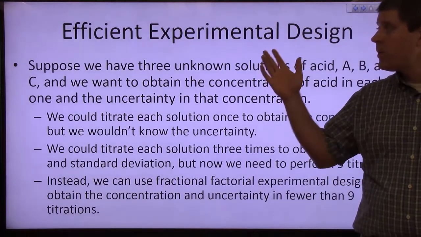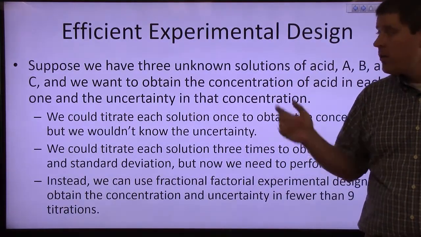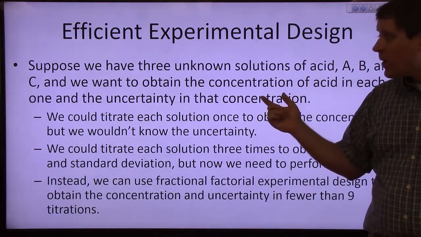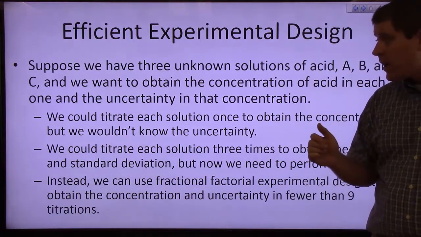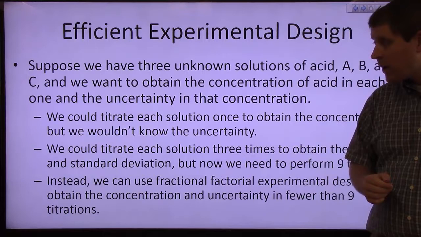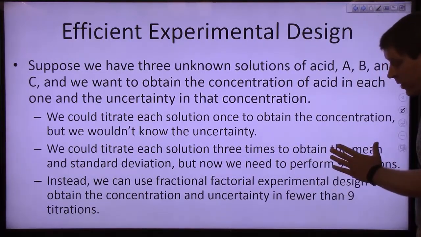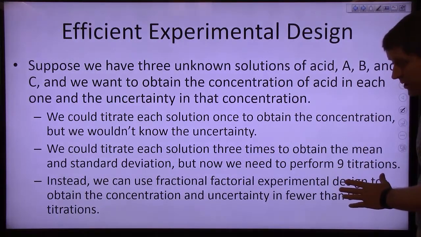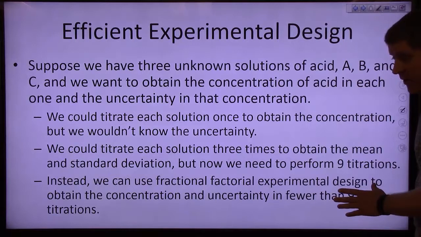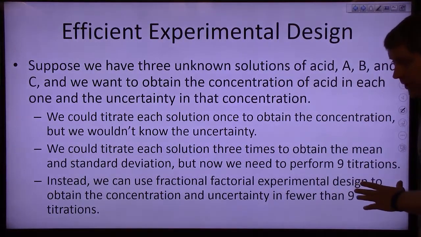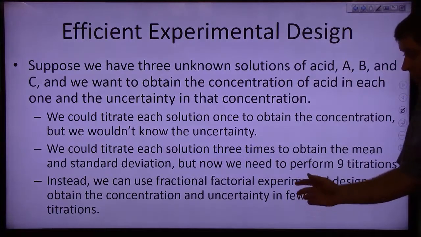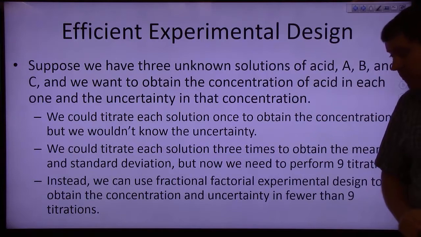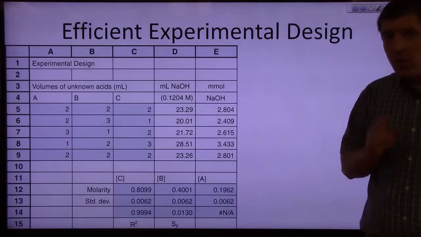So now let's talk a little bit about efficient experimental design. Suppose we have three unknown solutions of acid, A, B, and C, and we want to obtain the concentration of acid in each one and the uncertainty in that concentration. Now we could titrate each solution once to obtain the concentration, but we wouldn't know the uncertainty then. We instead could titrate each solution 3 times to obtain the mean and standard deviation, but now we need to perform 9 different titrations. Instead, we can use fractional factorial experimental design to obtain the concentration and uncertainty in fewer than 9 titrations.